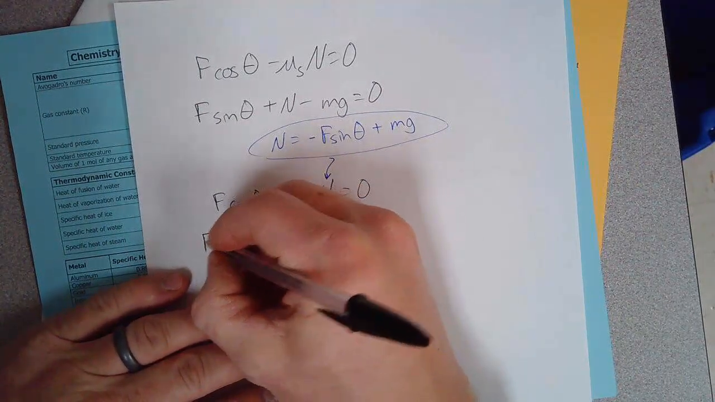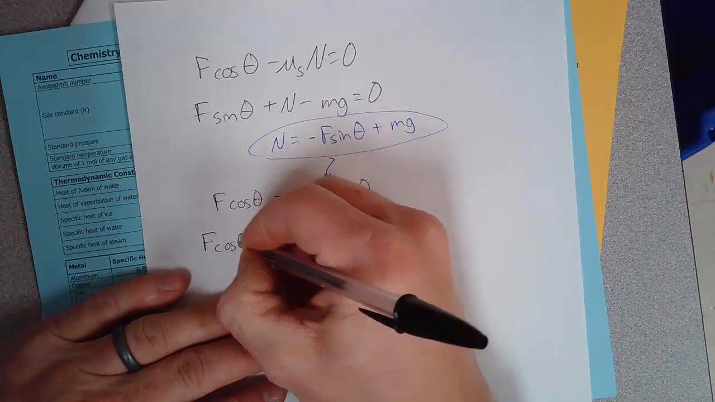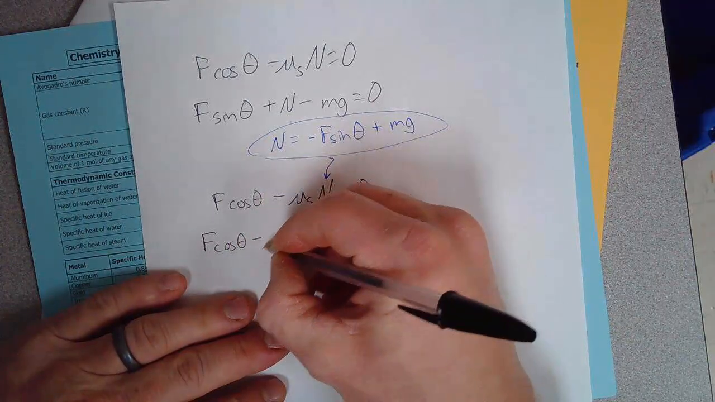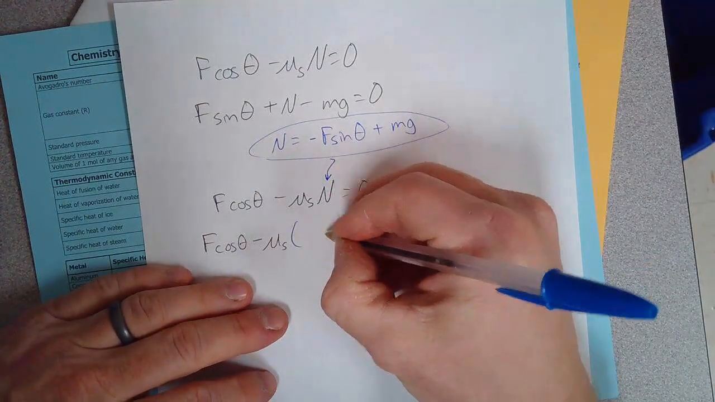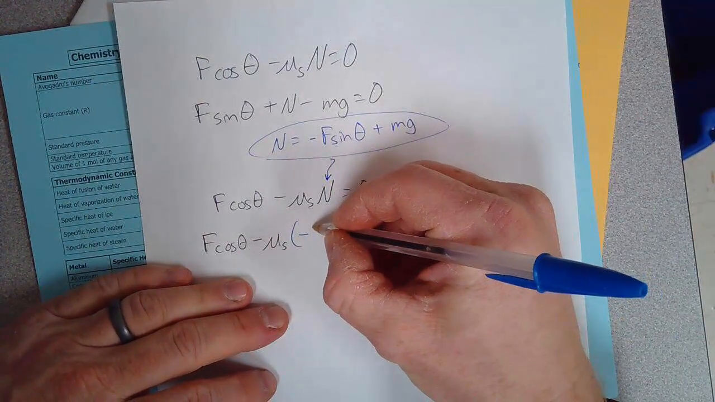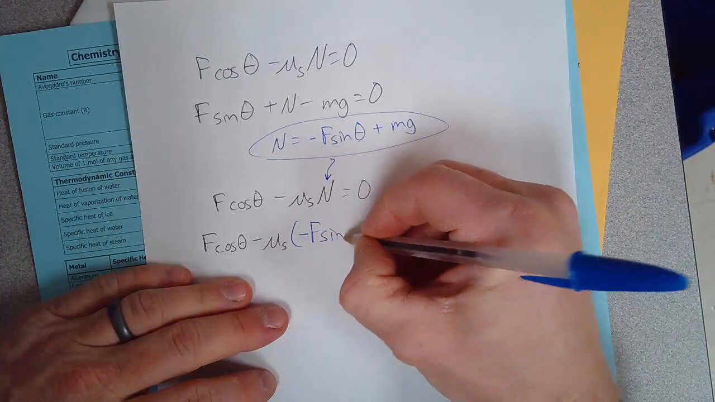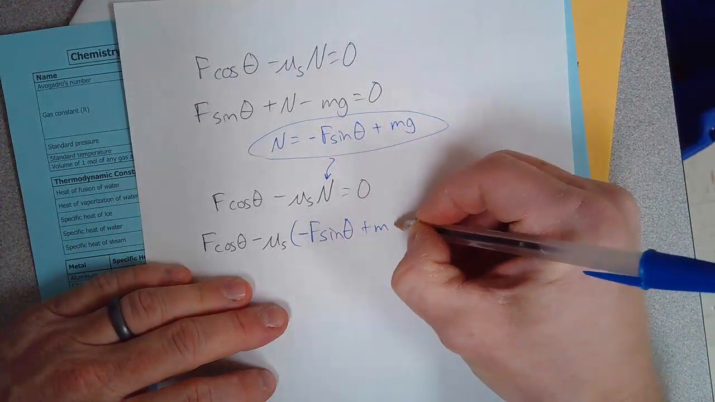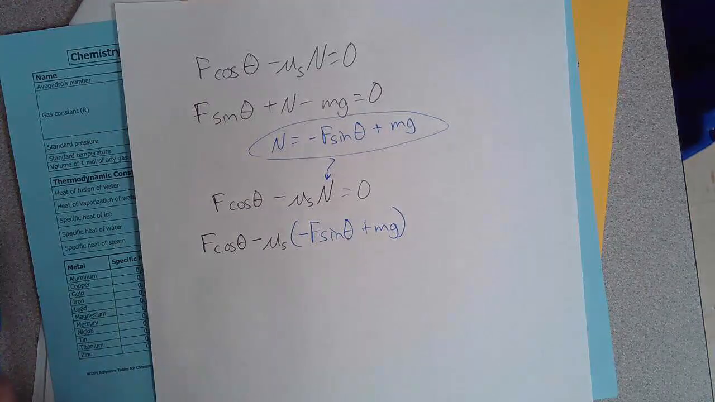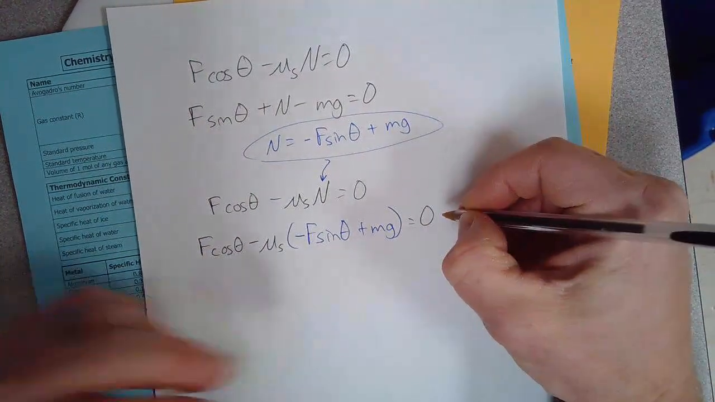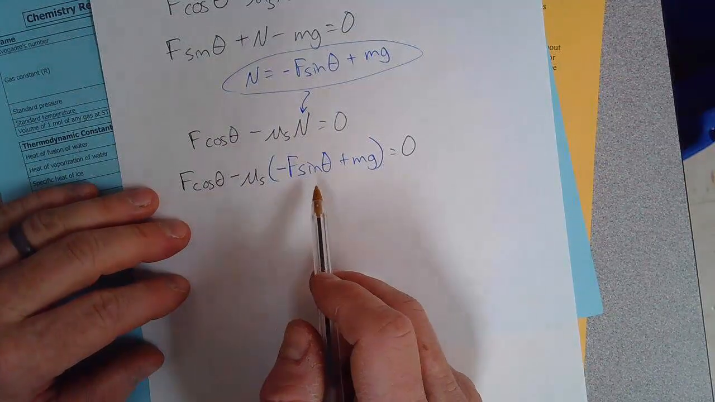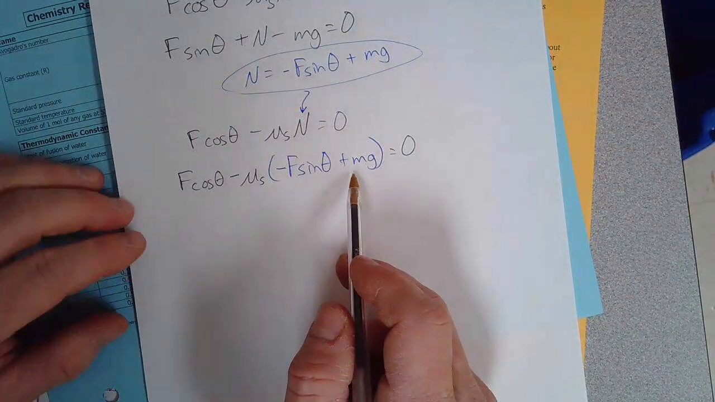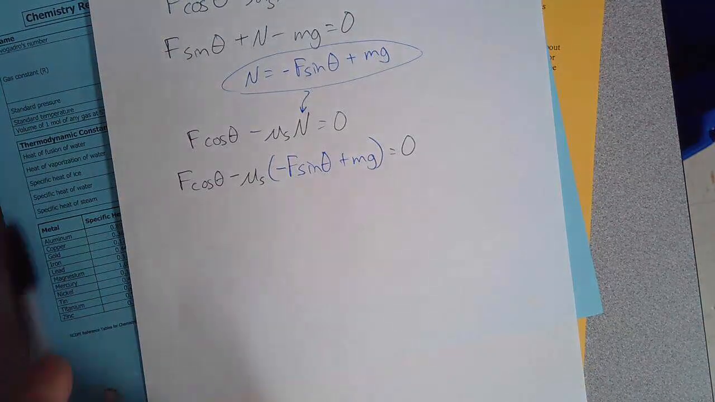And what I'm going to do is take this expression and put it in place of n. So I'm going to have f cosine of theta minus mu s, and then negative f sine of theta plus mg is going to go there. That still equals 0. Now, what I need to do is solve this bit of a mess for f, as they directed me to do.